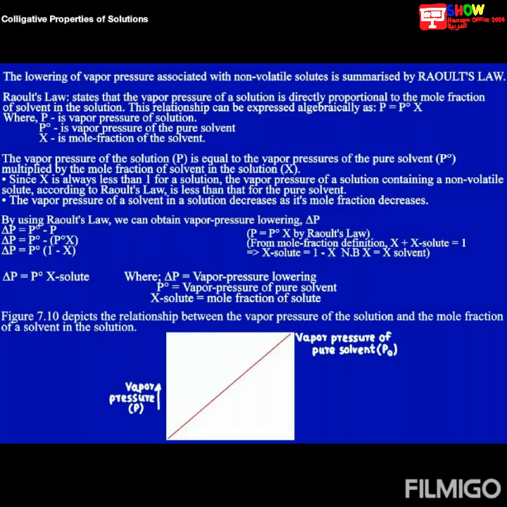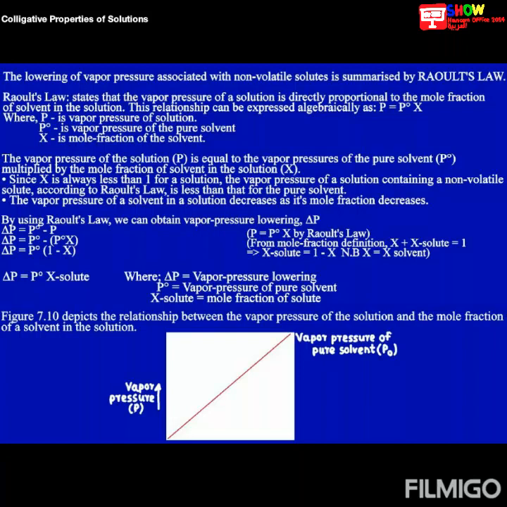The lowering of vapor pressure associated with non-volatile solutes is summarized by Raoult's law. Raoult's law states that the vapor pressure of a solution is directly proportional to the mole fraction of solvent in the solution. This relationship can be expressed algebraically as P = P° X, where P is the vapor pressure of solvent, P° is the vapor pressure of the pure solvent, and X is the mole fraction of the solvent. The vapor pressure of the solution P is equal to the vapor pressure of the pure solvent P° multiplied by the mole fraction of solvent in the solution X.